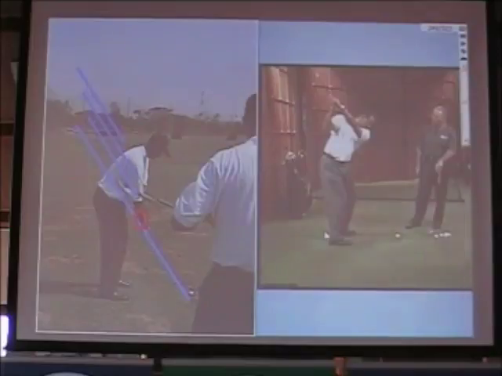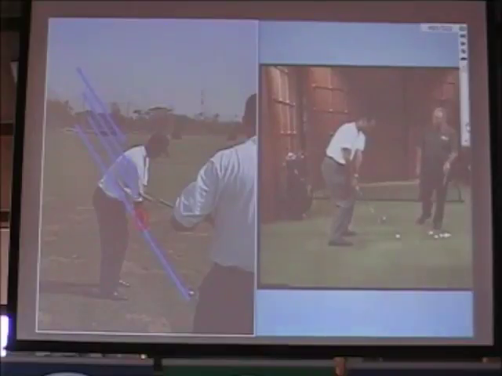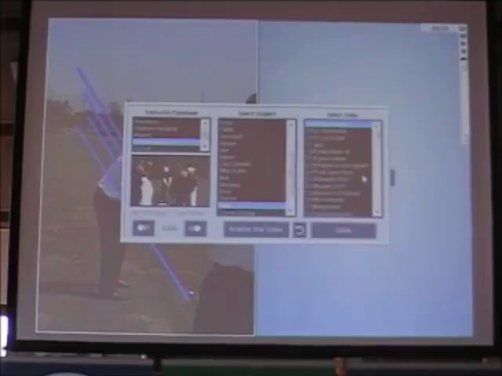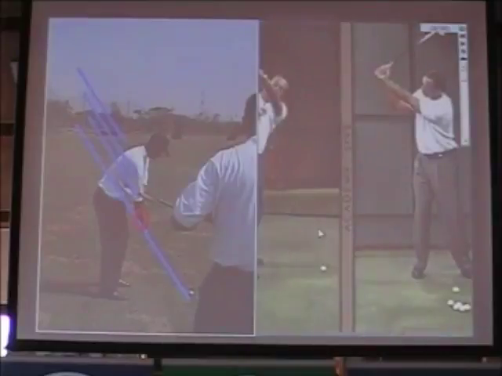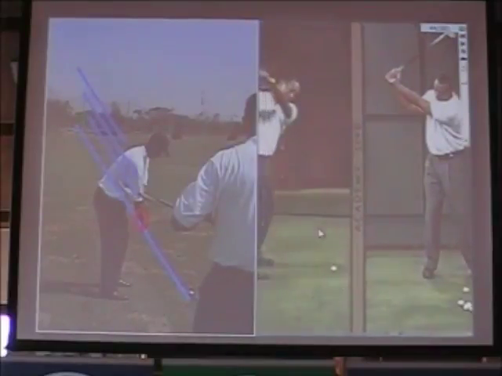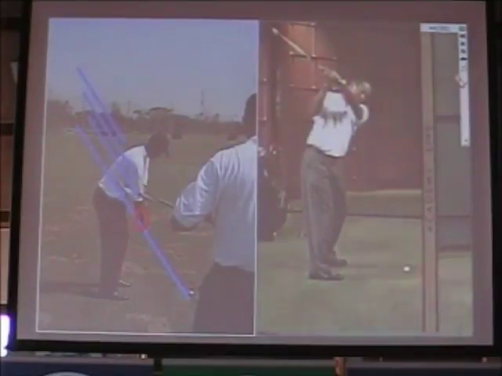Then on the way down, bring the hands close. Remember, trying to get Sterney's hands closer, get inside the wall. And then through the ball, everything's correct. Hands back to where they started, and the club from the inside. So look at this. Look what Tiger's doing. Look what he's doing.